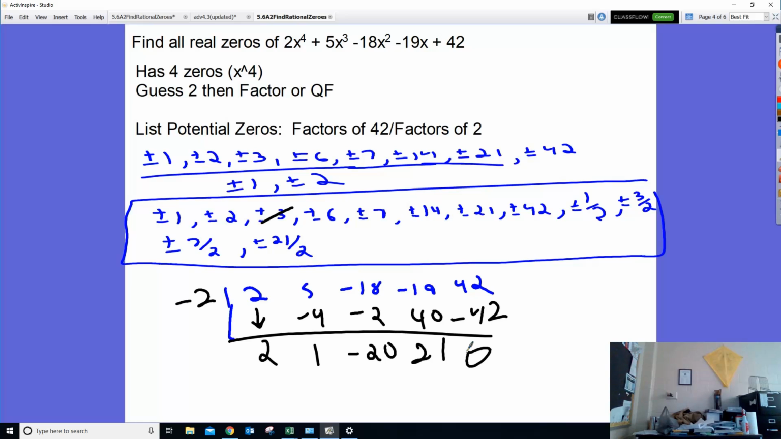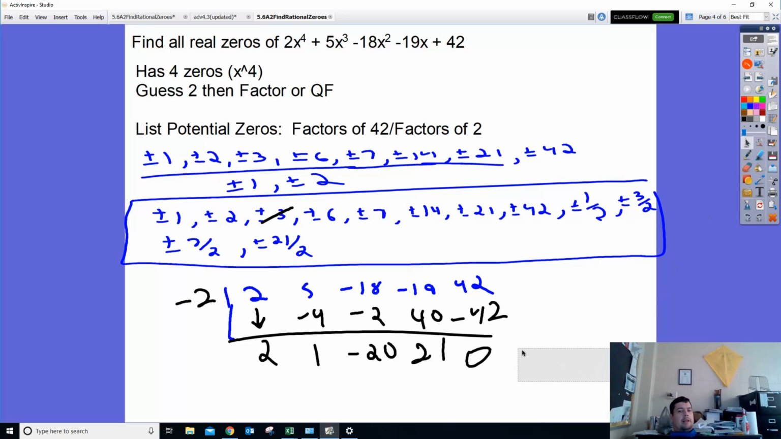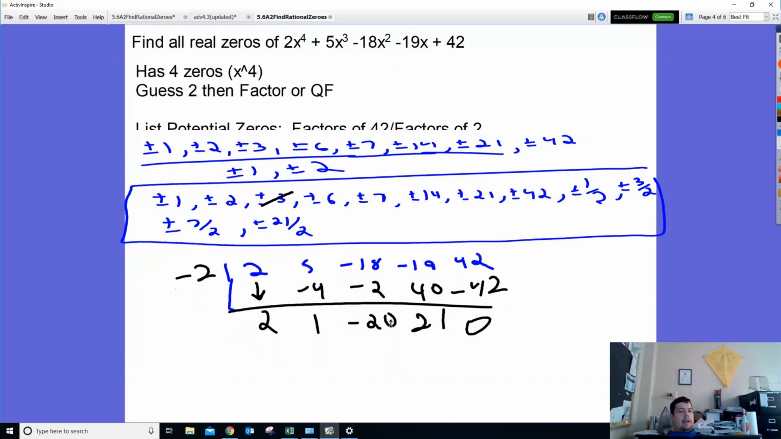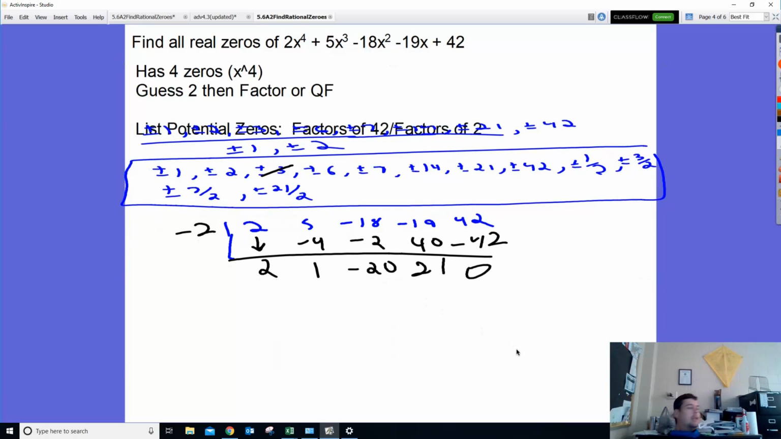Okay. Now, we're going to reuse that line right there. The goal is to reduce this down to a quadratic. This line has us down to a cube. We're going to reuse that line. I'm not even going to write it down. That's where I'm going to start doing some division.